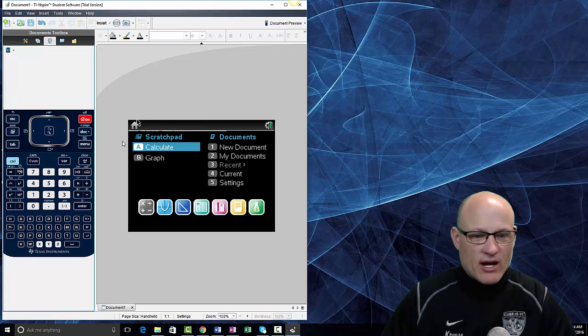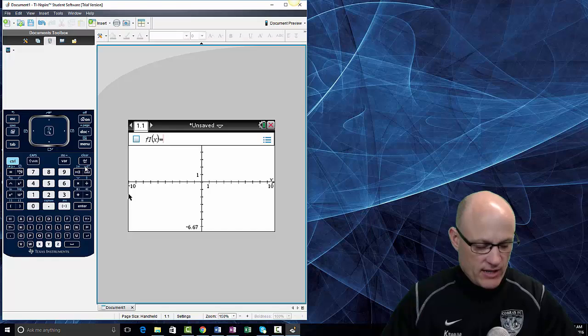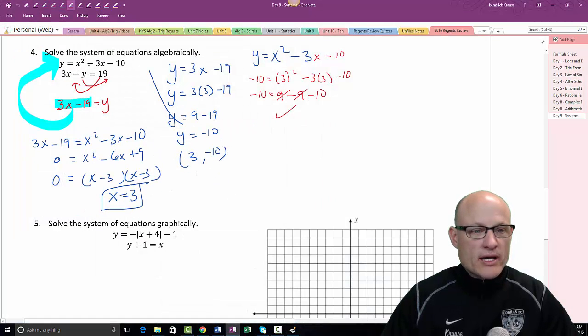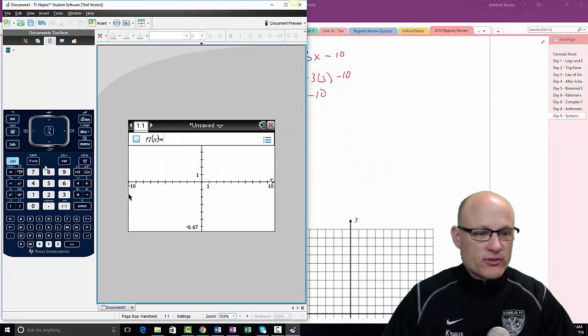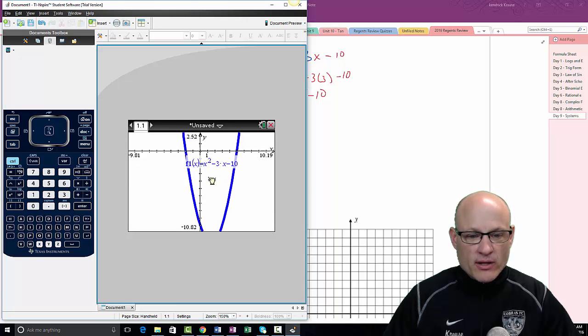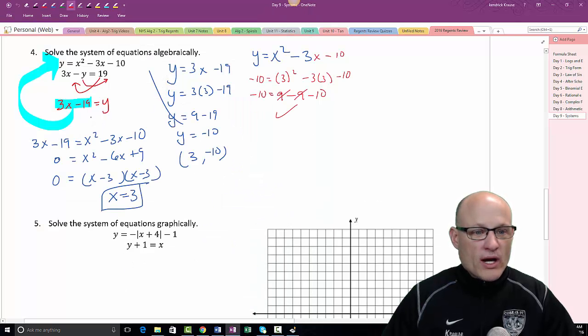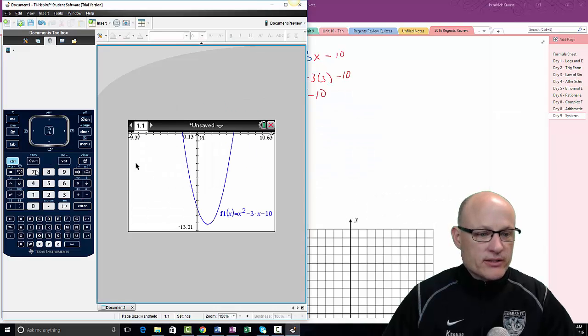I like to look at things graphically anyway. Even though they say you have to do it algebraically, there's no reason why you can't look at it graphically. My two equations were y equals x squared minus 3x minus 10. It's going to be way off, so you may want to grab it and drag it a little bit. And then the other one is y equals 3x minus 19.